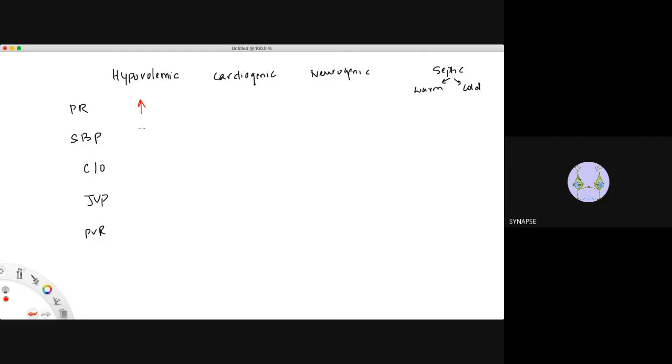What happens to BP? Let's say this is uncompensated. It's uncompensated, that is decrease. Hypotension. Very good. What happens to cardiac output? Decrease.